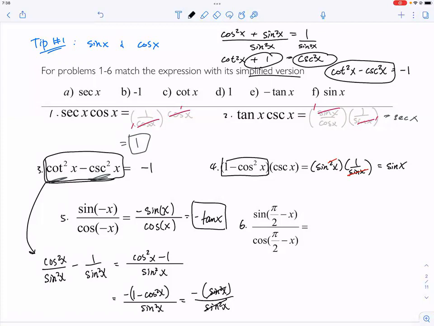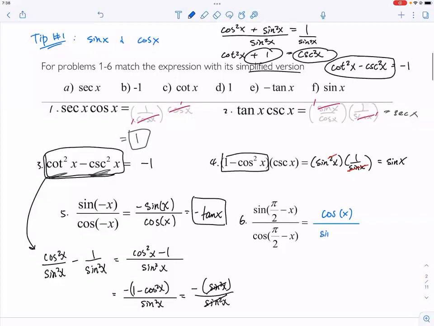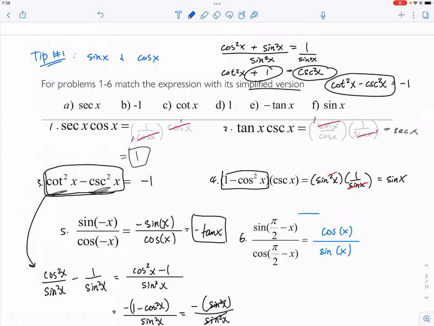Now, the last one, number 6, is with the complementary angle. We briefly mentioned it last semester, and I think it's worth mentioning right here. So sine of pi over 2 minus x is the same thing as cosine of x, and cosine of pi over 2 minus x is the same thing as sine x. This is the complementary angle. If you want the proof of it, just think about this. If this is x, what do you label this? You will label this as pi over 2 minus x, right?